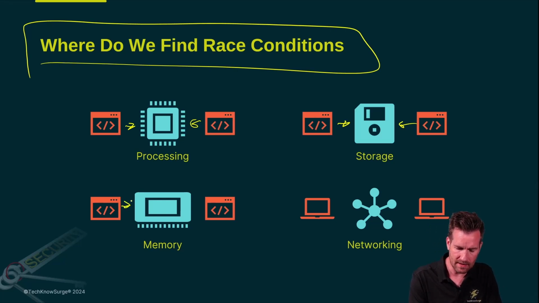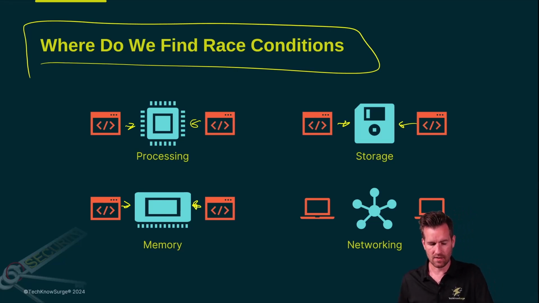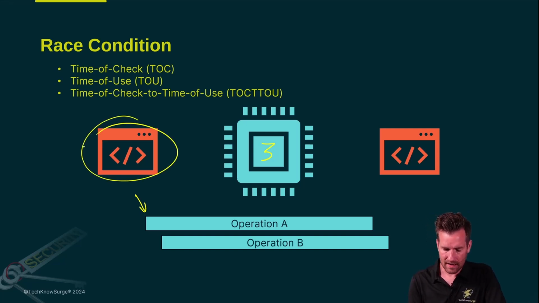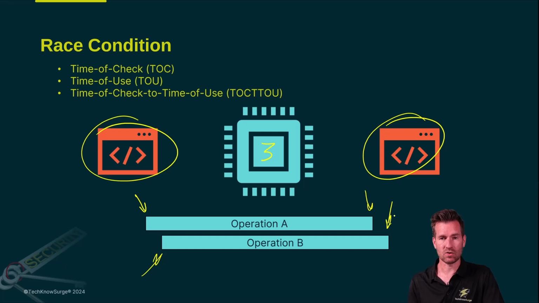Or memory. Maybe there's something stored in memory and they both have access to the same memory allocation. Then that could be a problem. Or even with networking, two things could happen across the web at the same time and cause a problem. Because what we have here is we're storing this variable 3 here. We have the time of check for operation A, which is over here, and then we check again with operation B over there. And then we have the time of use being much later. So that's where the problem comes into play.